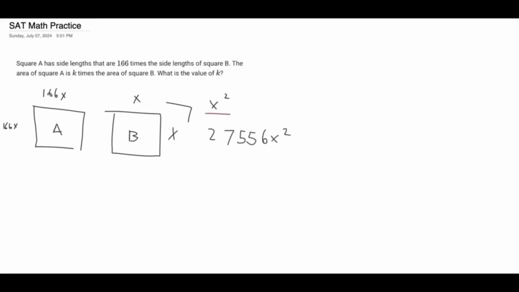All right, so now we want to compare these two numbers, right? Because this is the area of square B, and the one on the bottom is the area of square A. So how can we compare? Well, we can just plug in a random value for x. Let's say the side length of B was 1. Then we would get 1 squared, which is just 1. And then since 1 squared is 1, for the bottom part, this is equivalent to 27,556. We can clearly see the relationship here: the area of square A is 27,556 times the area of square B.